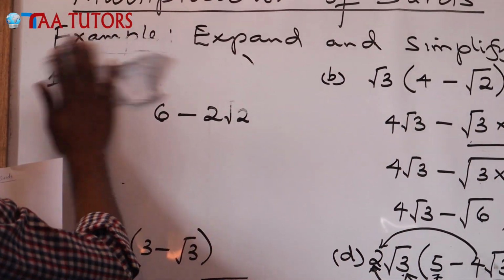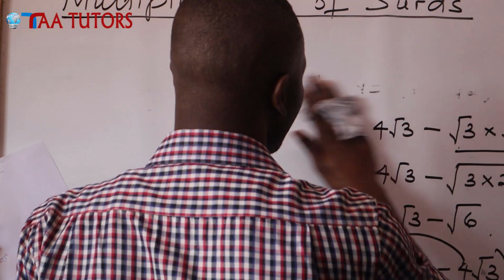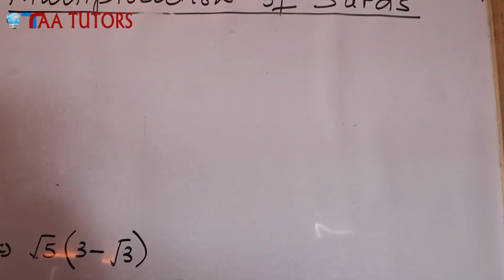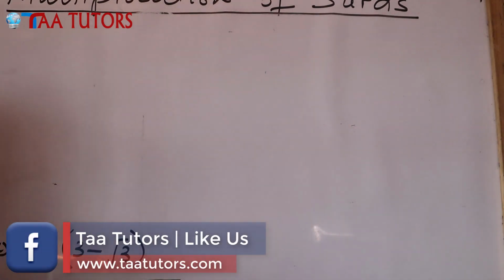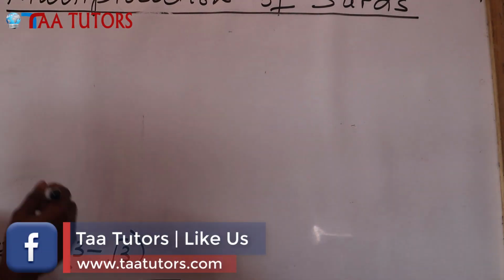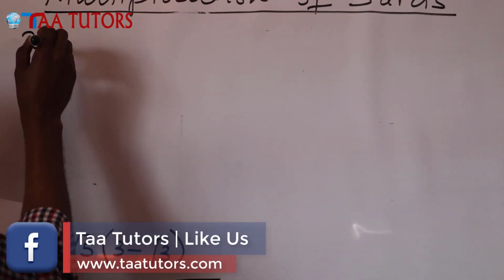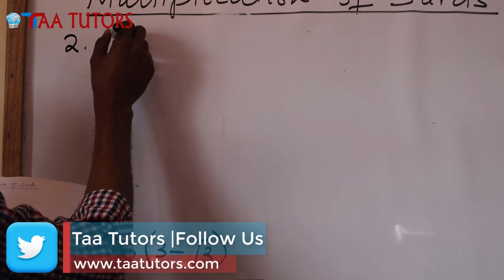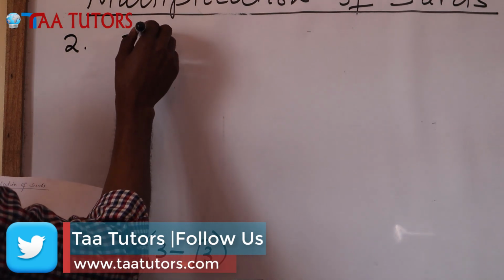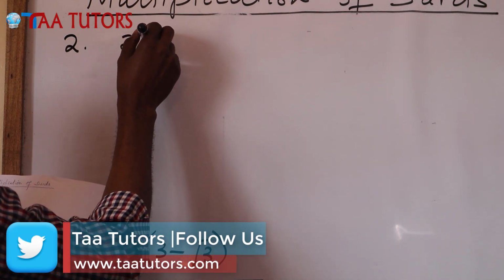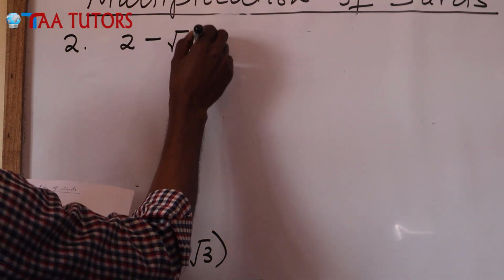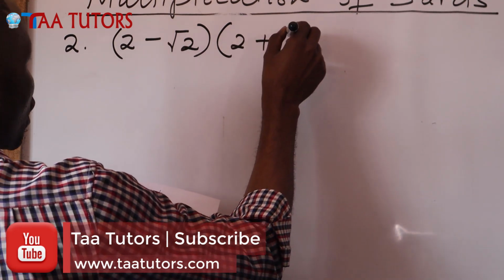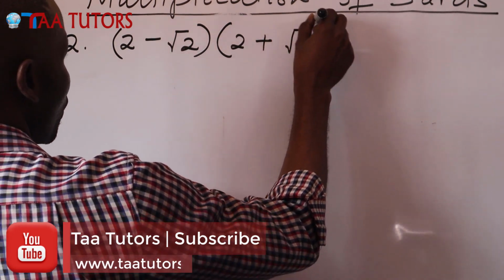Example 2, which is now going to be a little more challenging. You realize that expanding these things is much easier. It's just like dealing with algebra. If you understand algebra very well, roots should actually be easier, just like A, B, C. So if we have 2 minus √2 into 2 plus √2.